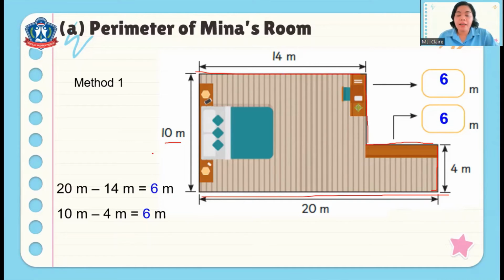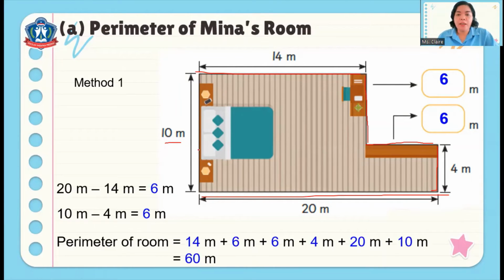So we can add all the lengths. Remember, children, to get the perimeter, we just simply add or sum up all the dimensions. So we have 14, 14, plus 6, plus 6, plus 4, then 20, plus 20, plus 10. And the total is 60. So the perimeter of Venus room is 60 meters.